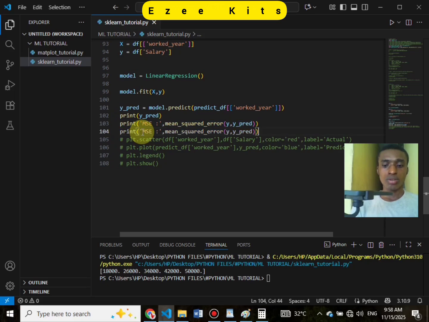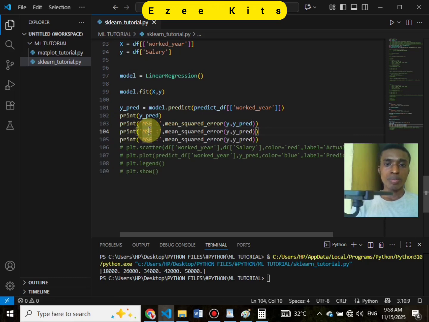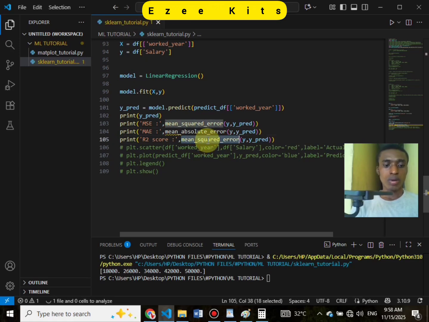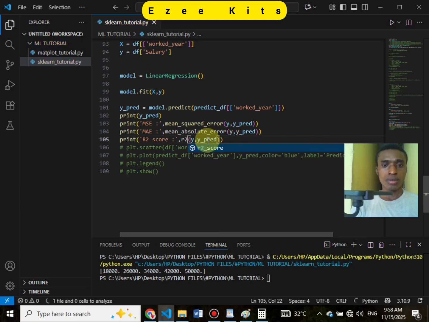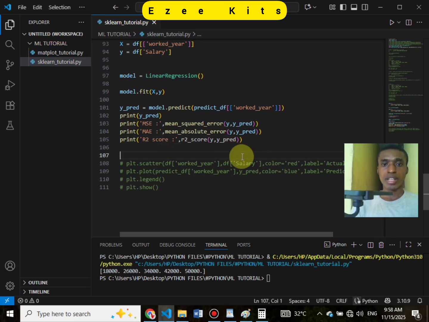So let's do the mean absolute error, and this is going to be our R2 score. Simple as that. I think that should be mean absolute error, and here I think that should be R2 score. Thank you VS Code for helping me bring out these guys. I don't need to type all of them from scratch again.